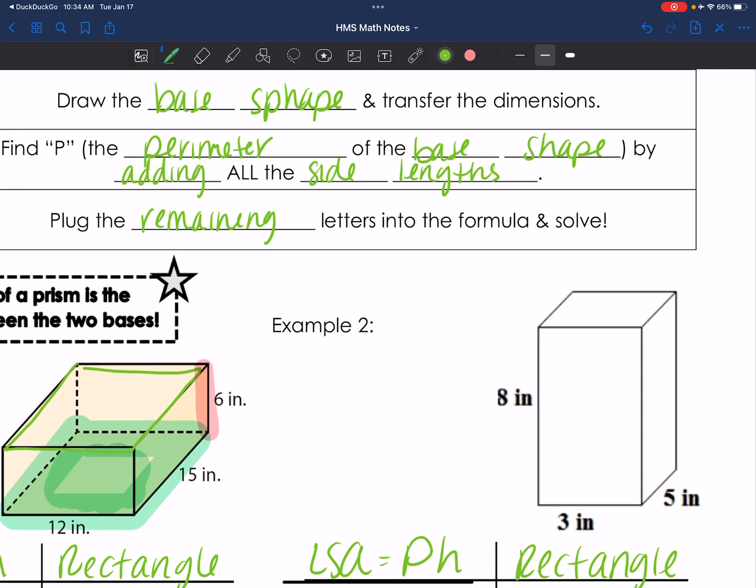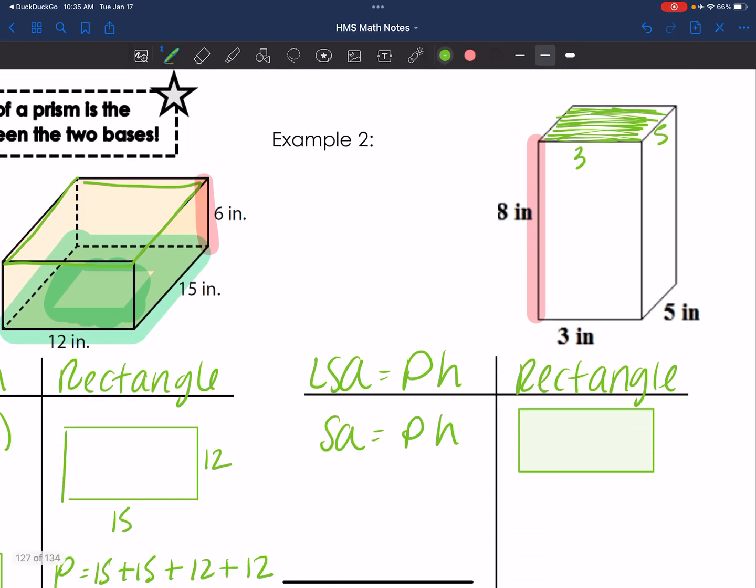So again, with rectangular prisms it will be obvious what the bases are. It'll usually be what it's sitting on, or it'll be labeled. So I know it's going to be 3 and 5, because that's what it is at the bottom. Then identify the height. It is always going to be what's between the two bases. So it's going to look like that, 8.